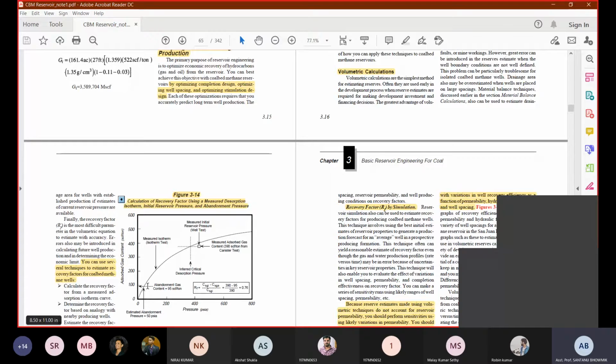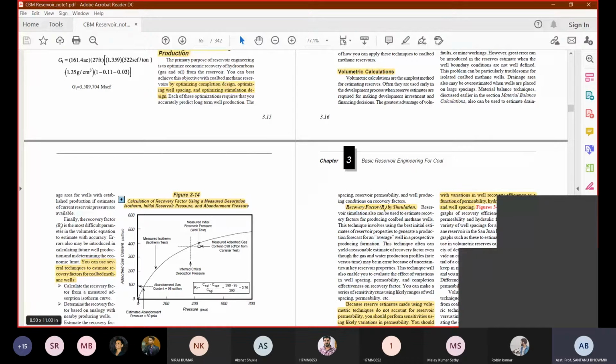Once the reservoir pressure has reached the abandonment gas pressure of the reservoir, then further reducing the pressure by taking out the water or by pumping out the gases will not give any gas production. Okay, and that much gas, as you can see here, approximately 100 SCF per ton, is retained within the reservoir.